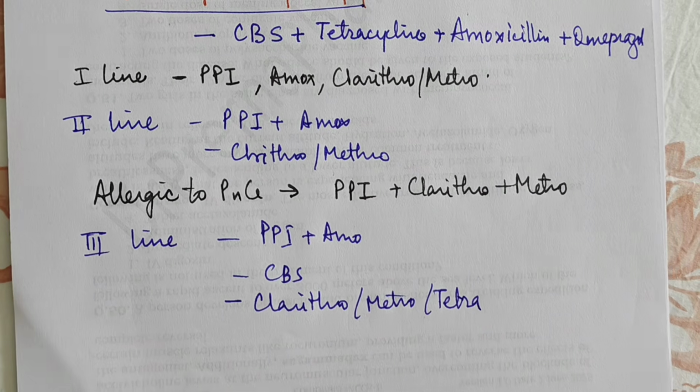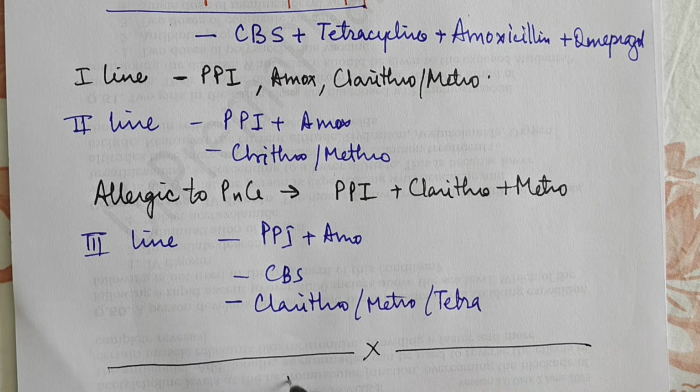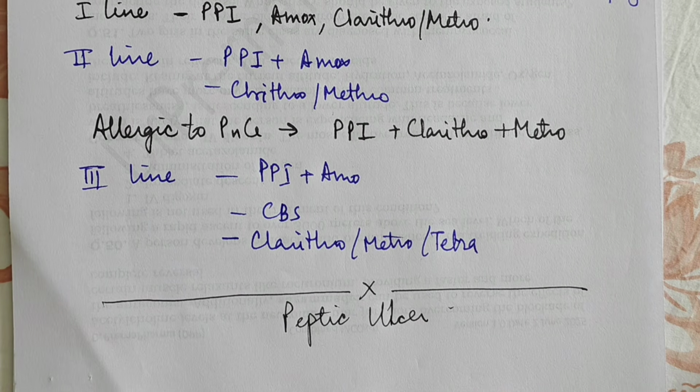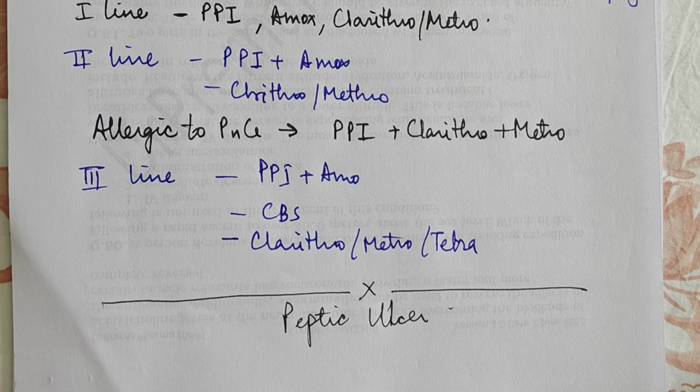So these are the 3 categories of anti-H. pylori drugs which are used. With this we finish peptic ulcer, and in the next lecture we will be studying the antiemetic drugs and the drugs used as laxatives, that is, drugs used in constipation and diarrhea.